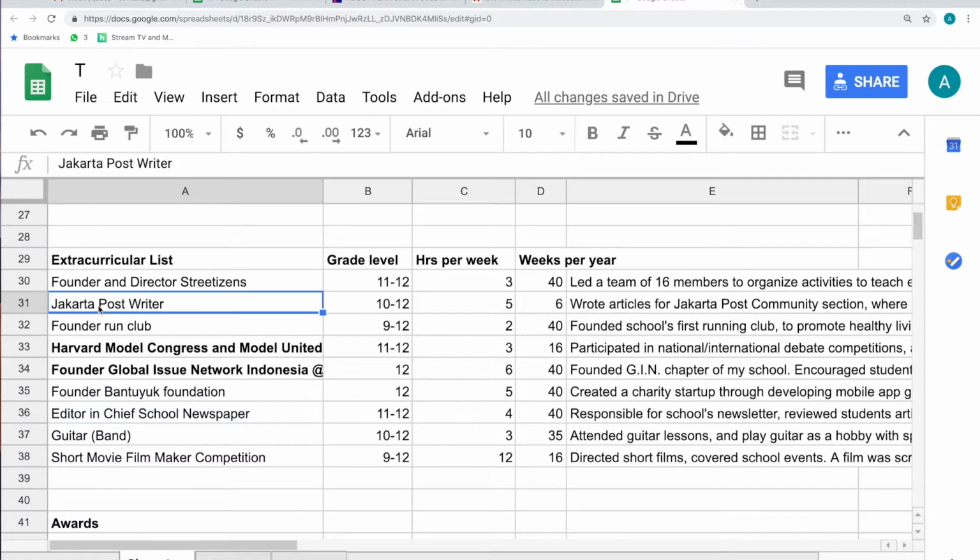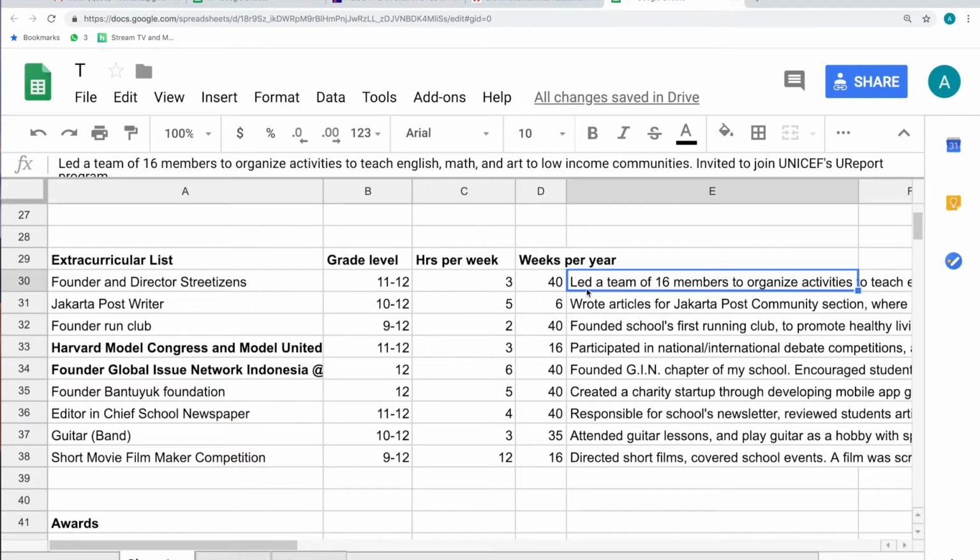And he also has some other things that are more of his hobby, which is the Jakarta Post writer, the guitar, and the short movie film, which is okay to put in, and it shows interest outside of your major, which is fine. The most important thing here is that he has about two things within his passion for the major, four things in the leadership, two things in the community service. Founder of Bantuyuk is also another community service he created. He basically created this game program where the revenue that he's getting is donated to charity.